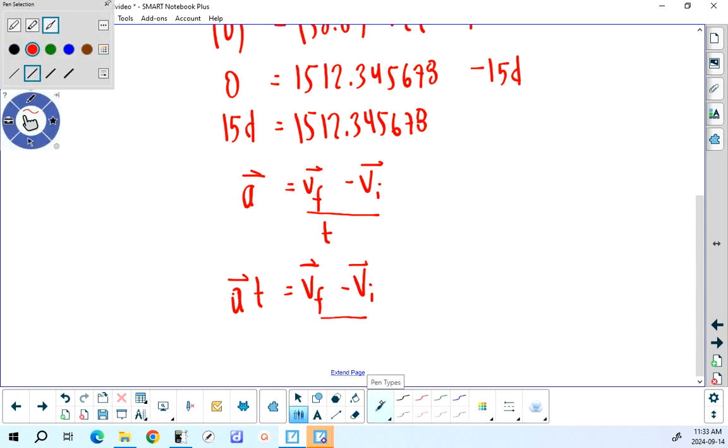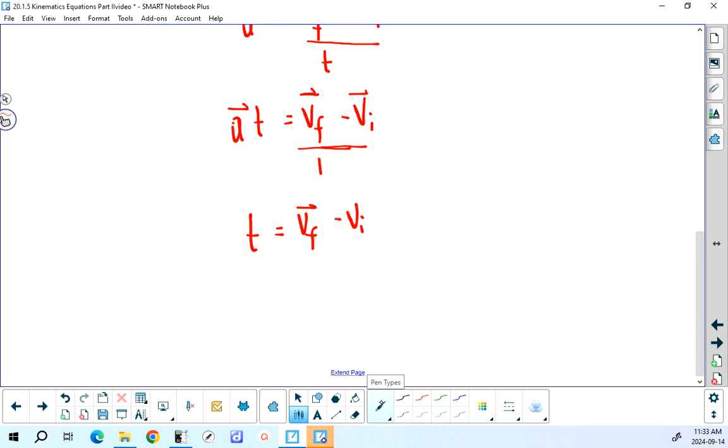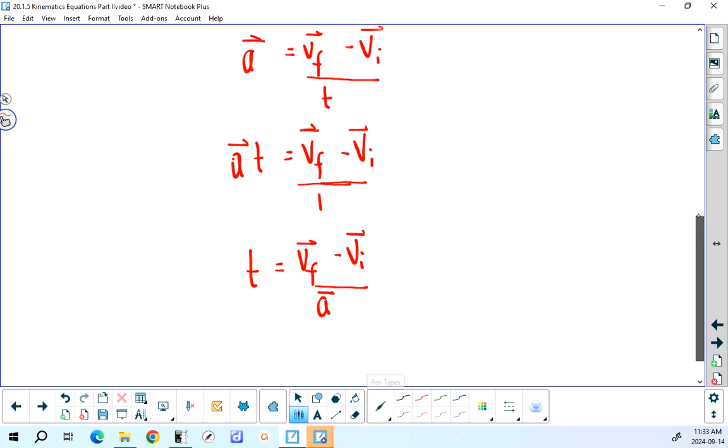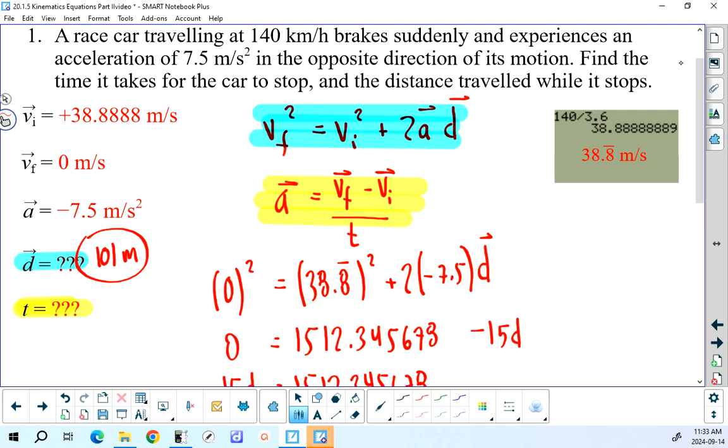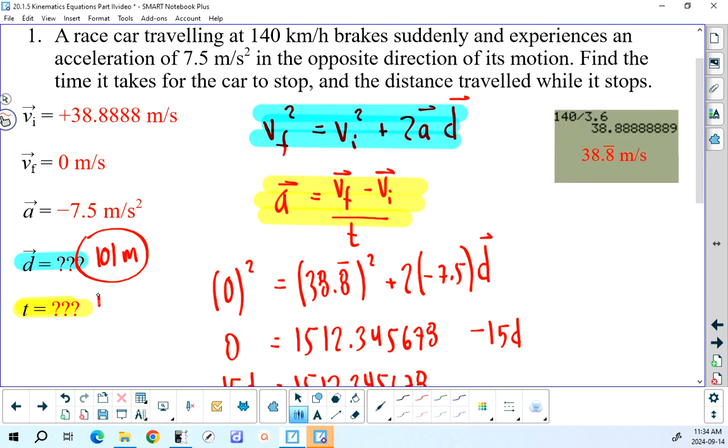VF minus VI. This will be over 1, but if I divide both sides of that equation by A, I get the time is VF minus VI over the acceleration. Because this video is just giving you a quick solution, I'm not even going to do the substitution. I can go back up here, I can grab my calculator. Take VF, which is 0, minus VI, which is 38.8 repeating, and I'm going to hit equals, and then I'm going to go divided by the acceleration, which is negative 7.5. So it all works out. We get about 5.2 seconds. I'm not worried about significant figures here. We're talking about how to use the equations properly to get correct answers. So 5.2 seconds. Those are the solutions to example 1.